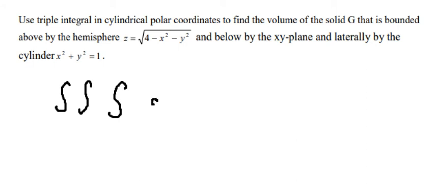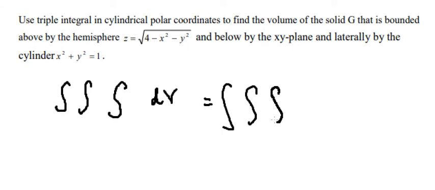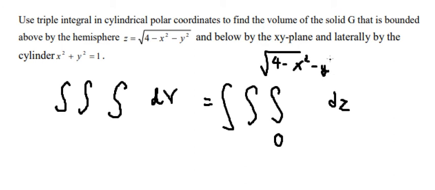We put about dV. Next, about z, we got dz in here, because this is above the hemisphere. So we have from 0 to the square root of 4 minus x squared minus y squared.